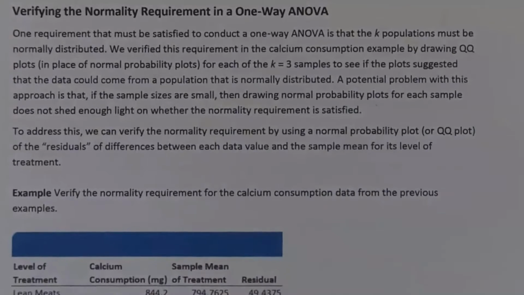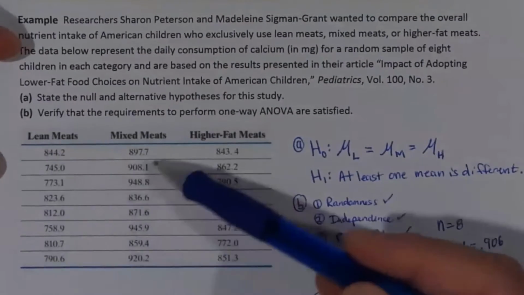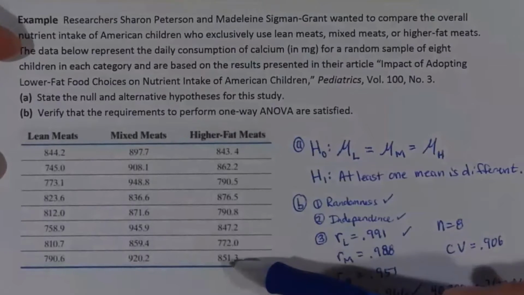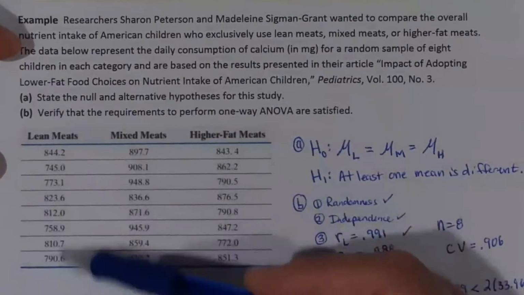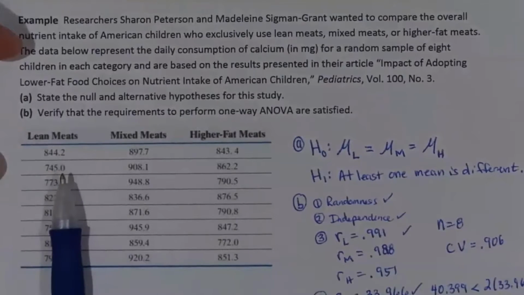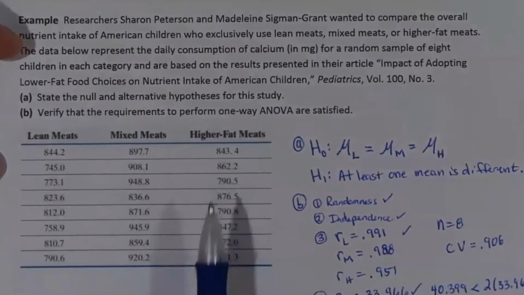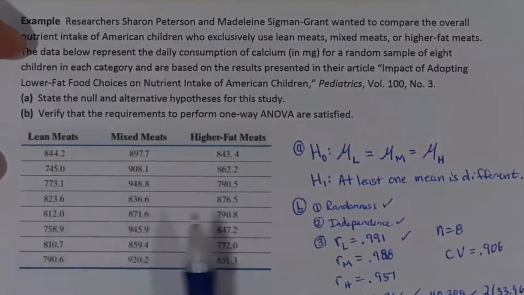So for example, if I pull back in our previous example of the calcium consumption problems for children who consume lean meats, mixed meats, or higher fat meats exclusively. In this particular case, we had sample sizes of 8 for each of the 3 groups. And again, to verify the normality requirement, we did a QQ plot for lean meats, a QQ plot for mixed meats, and a QQ plot for higher fat meats to show that each one of those probably came from a normal distribution.